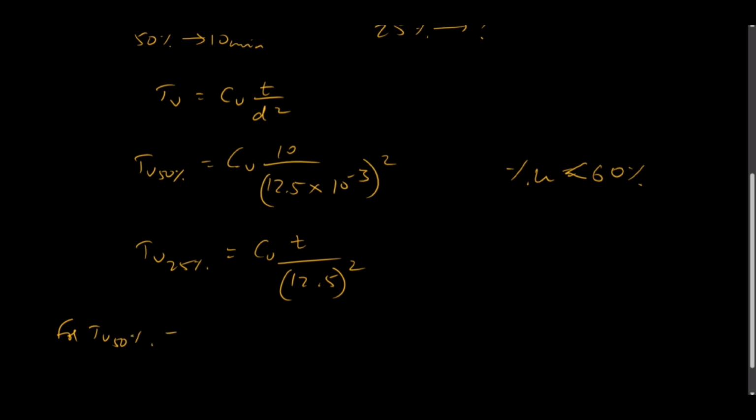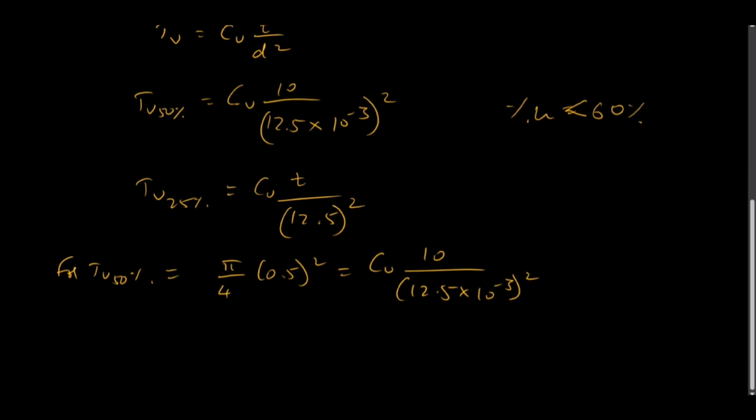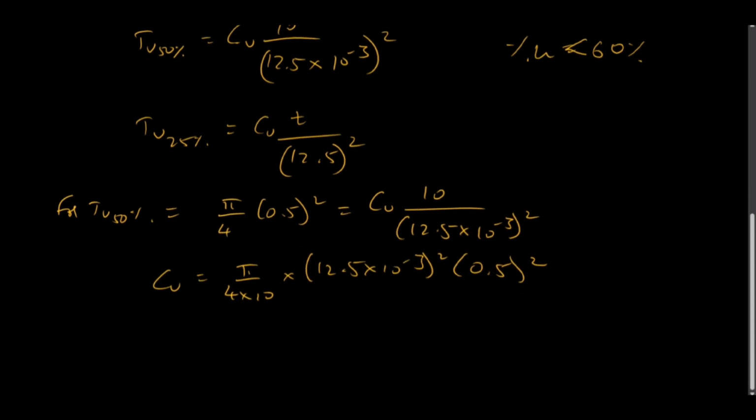For Tv of 50%, that is pi by 4 into 0.5 square will be equal to Cv into 10 divided by 12.5 into 10 to the power minus 3 the whole square, where we get Cv will be equal to pi by 4 into 12.5 into 10 to the power minus 3 whole square into 0.5 square divided by 10. The coefficient of consolidation will be the same for both field condition and sand condition.